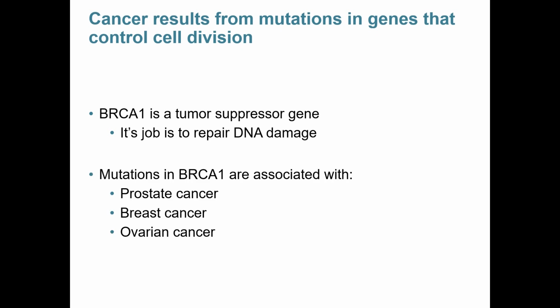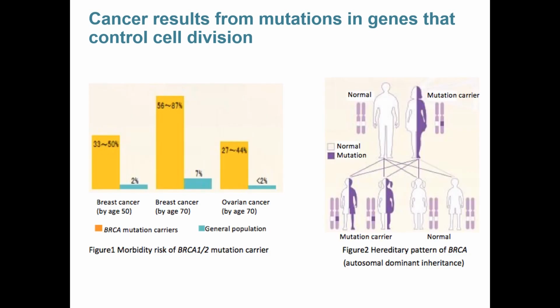For example, breast cancer, by the age of 50, only 2% of the general population will have developed, but individuals with BRCA mutations, roughly 33 to 50% will have developed by age 50, and 56 to 87% by age 70. This is because once you have one cell cycle mutation, it's much easier for you to get others.